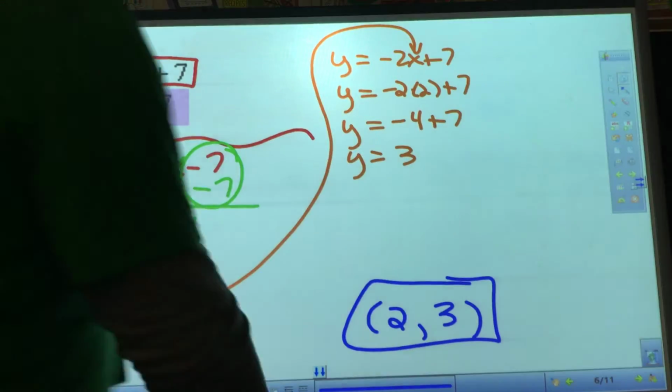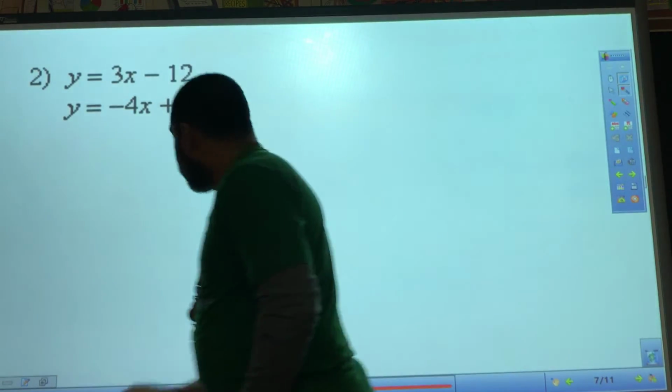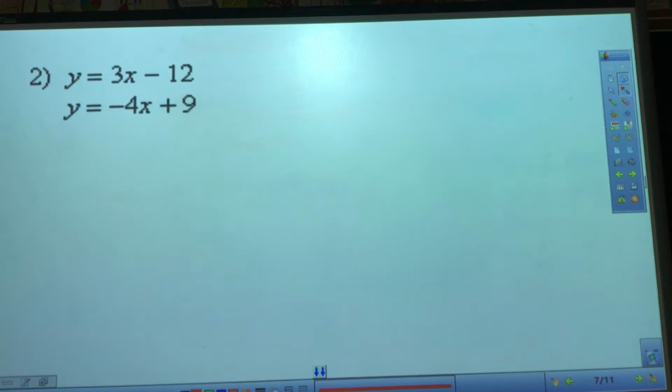Let's go on to our next one here. Please make sure you write this down. Now again, we're looking for a solved equation. They're both solved. What's nice when they're both solved, I know I have a solution. Are these going to intersect on a graph? That's what you have to think.